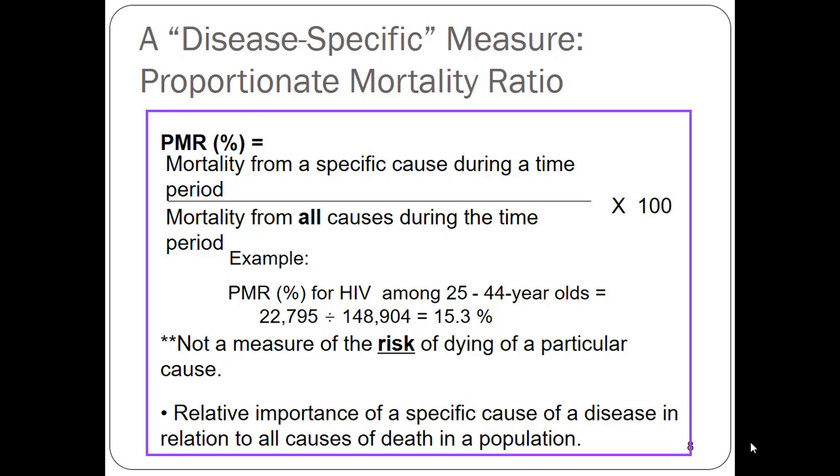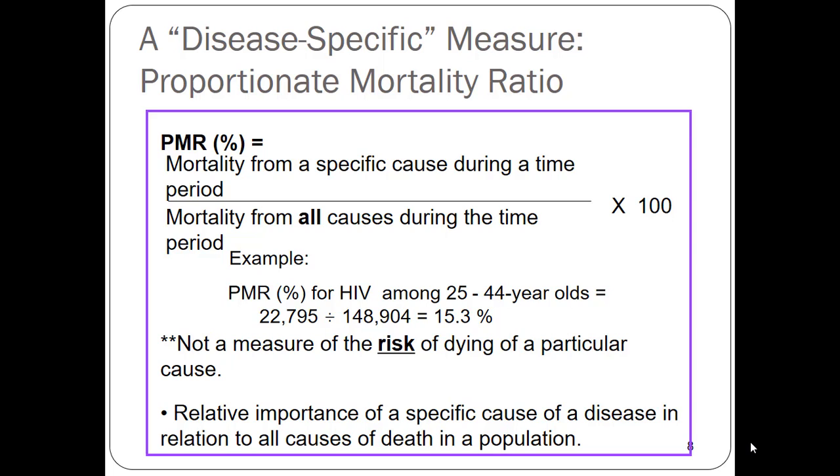The proportionate mortality ratio is a disease-specific measure. It is calculated by taking the mortality from a specific cause during a time period, dividing by the mortality from all causes during the time period, and multiplying by 100. For example, the proportionate mortality ratio for HIV among 25 to 44-year-olds could be calculated as 22,795 divided by 148,904, that's the mortality from all causes during that time period, to give a proportionate mortality ratio of 15.3%.